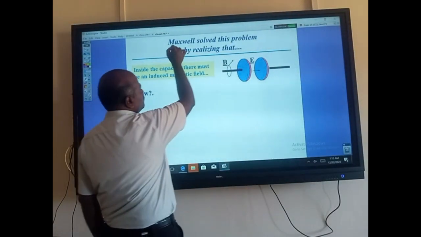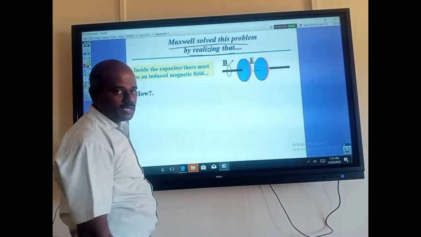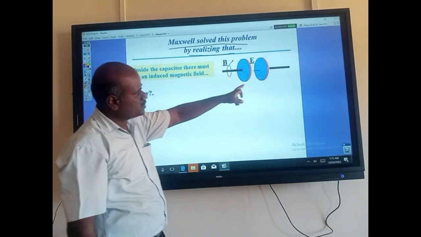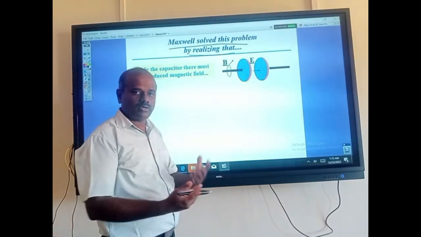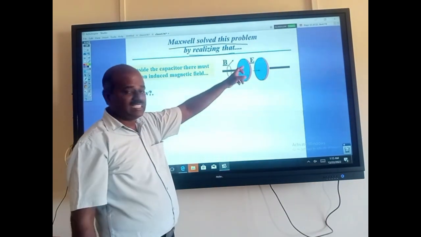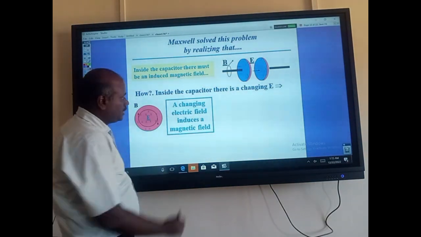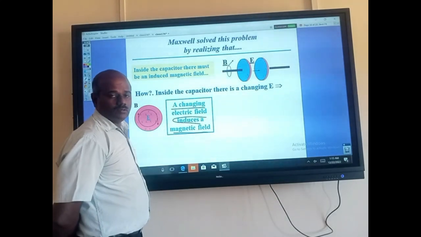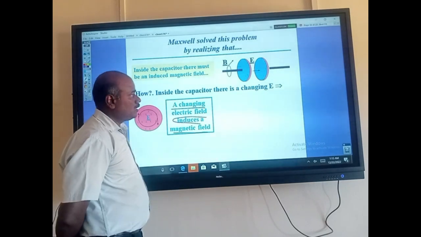Maxwell solved this problem. What is the inconsistency of Ampere's law? What he identified is that plate 1 has more charges and plate 2 has fewer charges. Because of this charge difference or potential difference, there is a change in electric field. A changing electric field induces a magnetic field. This is Maxwell's contribution.